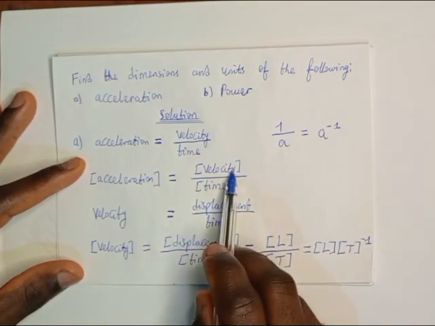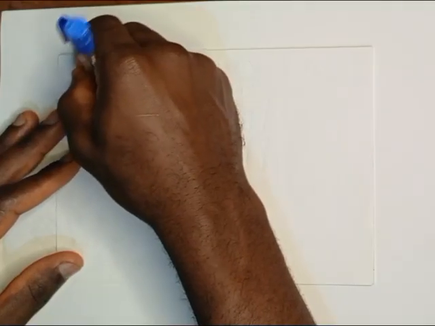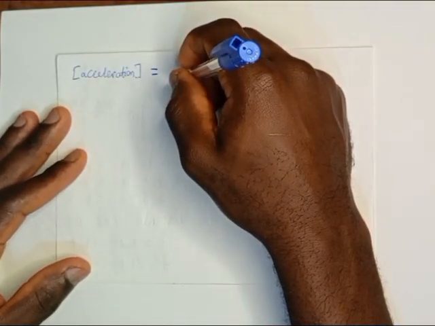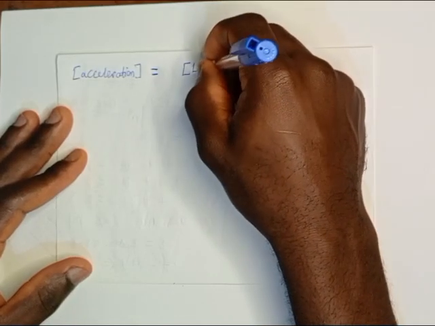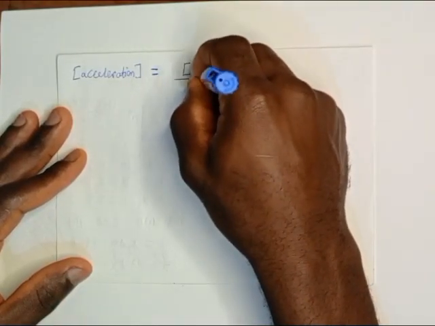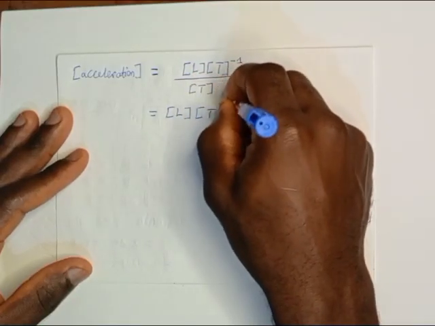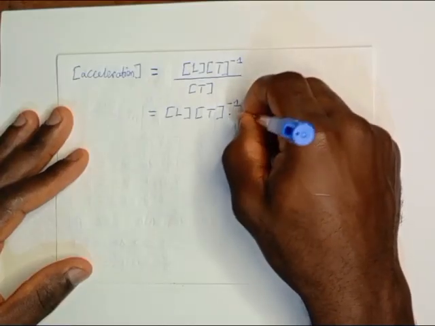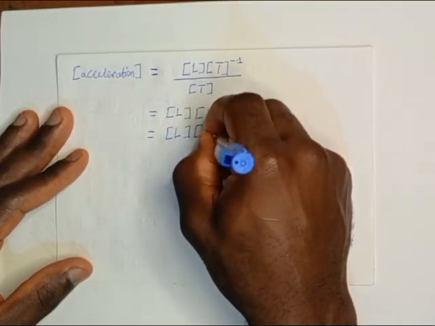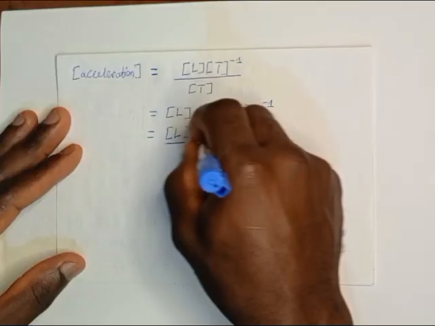We are going to insert it here. We divide by the dimension of time, which is T. This will give us the dimension of acceleration to be equal to, replacing velocity by its dimension, L times T raised to the power -1, divided by T. This will be equal to L times T raised to the power -1 times T raised to the power -1, which is L times T raised to the power -1 plus -1, giving us -2. This is the dimension of acceleration.